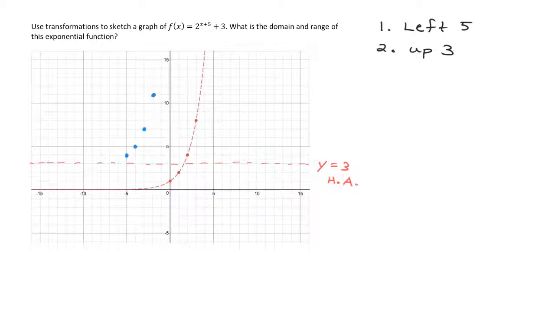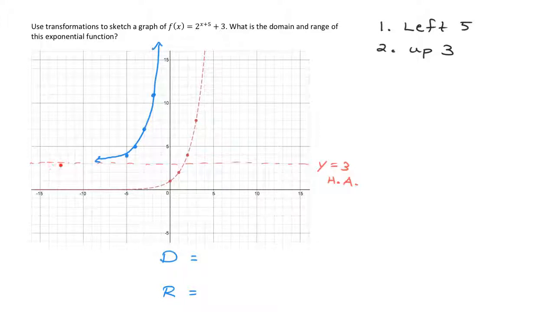So the graph has the same shape of the function that we start with, except it's going through these new points. So if I draw that, I get this as my equation. So understanding a basic exponential function will tell you what more complicated ones look like if you're using transformations. So the last thing here is talking about the domain and the range. But if you understand the graph, these things are easy to see.